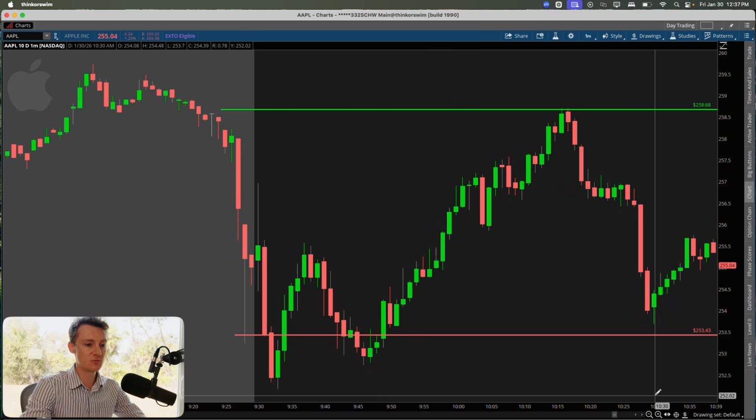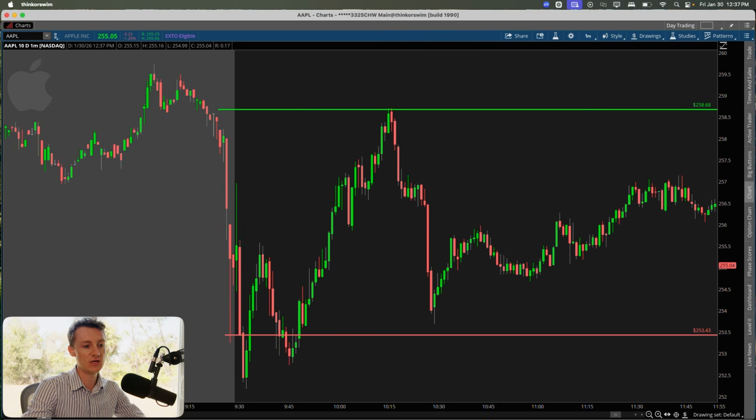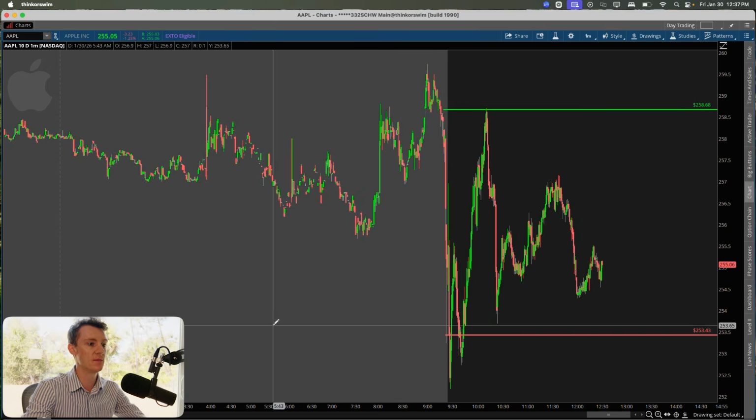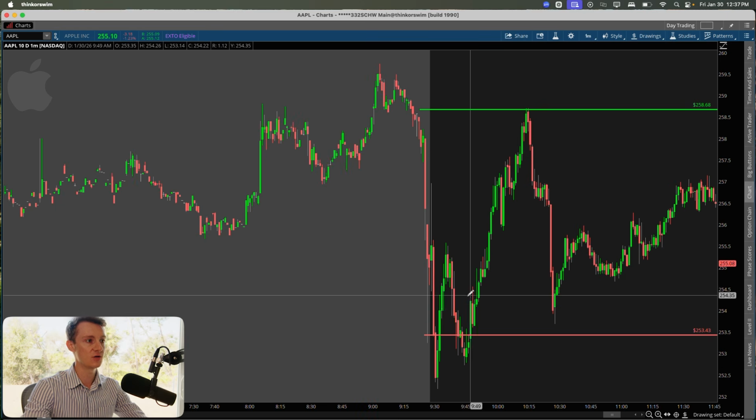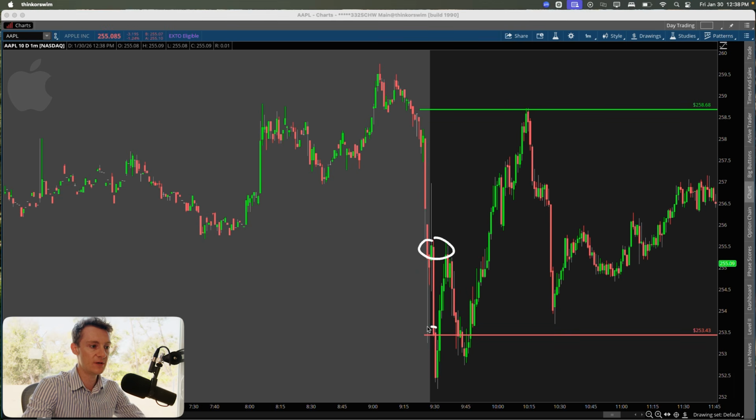So this is one of the most important things that you need to understand when trading this system, is to give your stop 5 full 1-minute candle closes. So with that rule, you would have entered here, you would have still been in the trade here, still been in the trade here, and you would have taken profit. And that's it. That's the system.